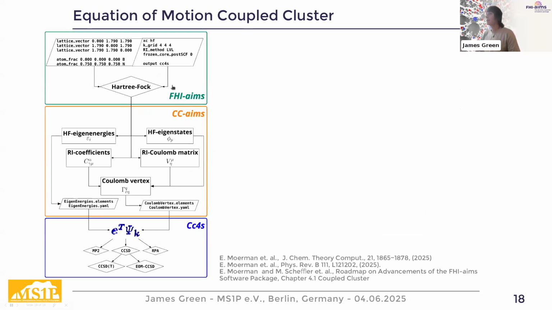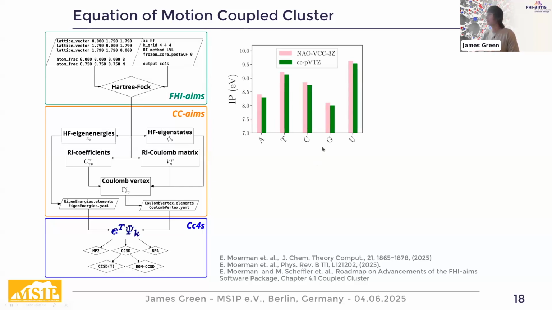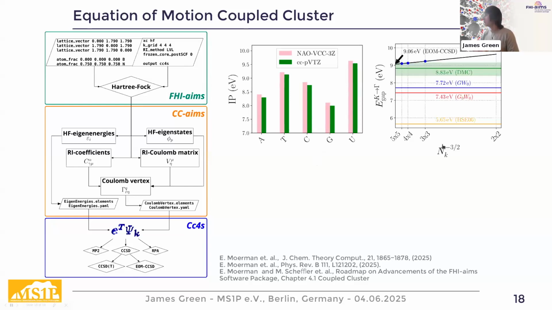So the idea is FHI-aims would perform a Hartree-Fock calculation from which CC-aims would get eigenenergies, eigenstates, RI coefficients, and a Coulomb matrix, which is converted into a so-called Coulomb vertex, which is then passed to CC4S to do either these ground state methods, so CCSD, for example, or, as relevant to this talk, the excited state equation of motion coupled cluster. And this can be used for both molecular applications, for example, the ionization potential of the 5 nucleobases, or for periodic systems, in this example, an extrapolation of the band gap of hexagonal boron nitride.